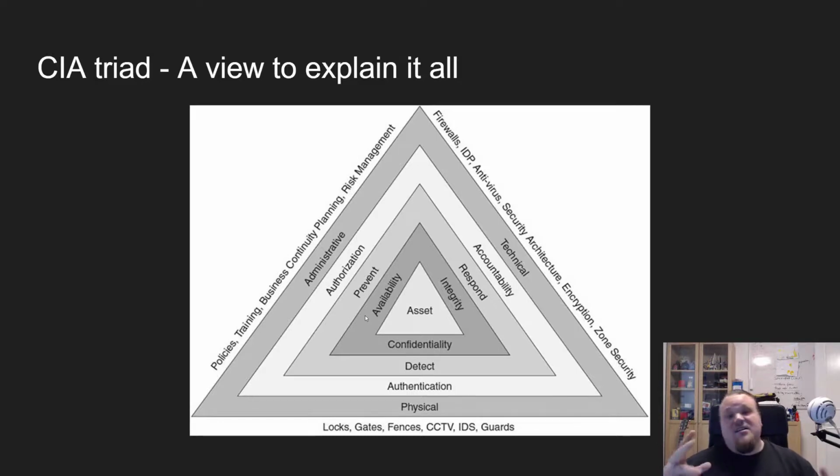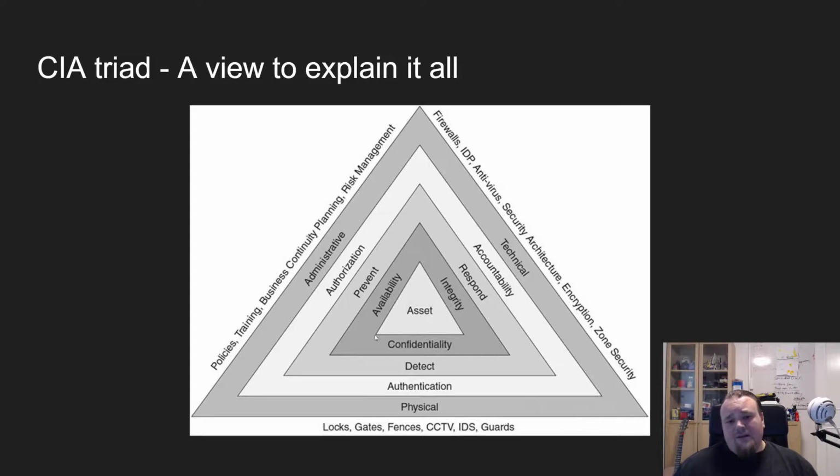So it's a two-edged knife in a way. So it can exist as too much but also too little, and then it can also just be there by itself. Now there's some different kind of things here, like policies, training, business continuity planning, and risk management, which are the things that, you know, are more like upper level stuff.